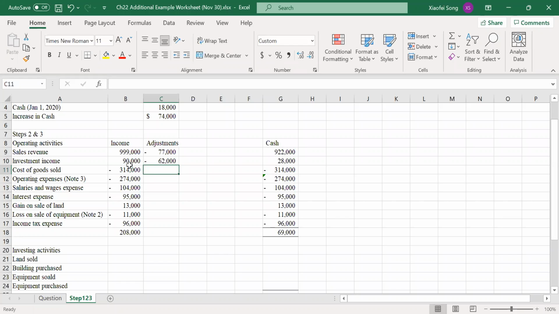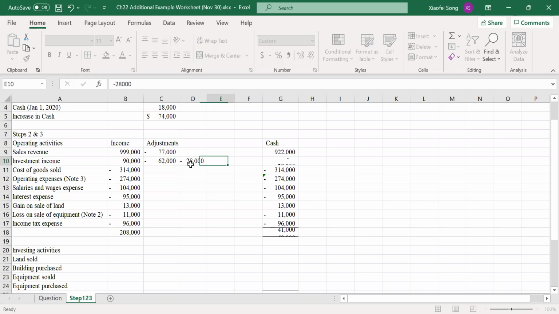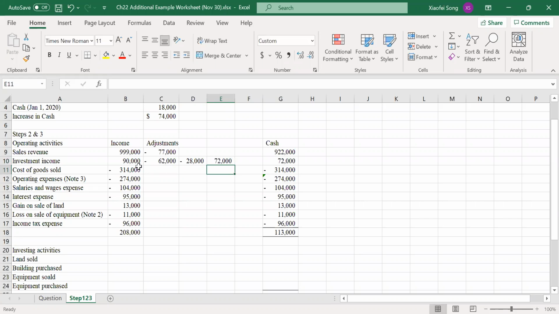And also, there's a realized gain of 28. That's not the cash of the transaction. The cash of the transaction is the proceeds of 72. So we do not want the gain part. Instead, we want the 72,000. That's the cash. Does it make sense? So the investment income of 90,000, that's the realized and unrealized gain, but that's not the cash. The cash is what you get when you sell it. So we made all the adjustments.